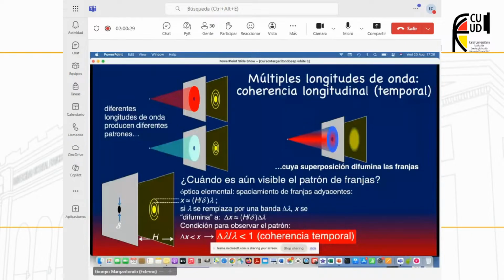Now, when is it that you still see the fringes? Of course, when the broadening is not bigger than the distance between adjacent fringes. And so you are getting this super simple condition: time coherence requires the relative bandwidth, delta lambda over lambda, to be smaller than 1. This is the condition for time coherence.